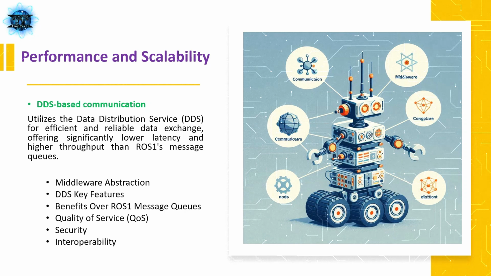And coming to interoperability, what does interoperability in DDS mean? DDS is a standard that different robot systems can understand, making it easier for them to work together. Why does interoperability matter? Robots from different companies or teams can understand each other, promoting teamwork and compatibility. So that is DDS-based communication.